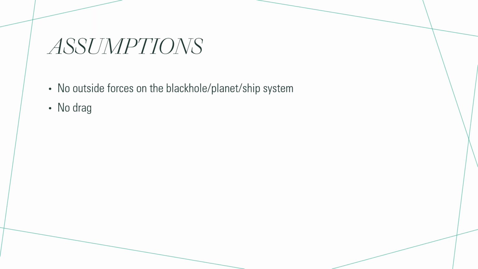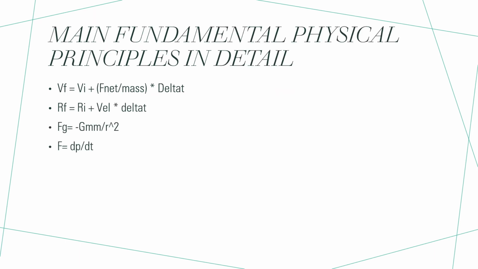Assumptions are there are no outside forces on the black hole, planet, and ship system, and there is no drag. The main fundamental physical principles in detail are the velocity update formula, the position update formula, the force of gravity is equal to negative G times mass divided by position vector squared, and the force is equal to change in momentum divided by change in time.